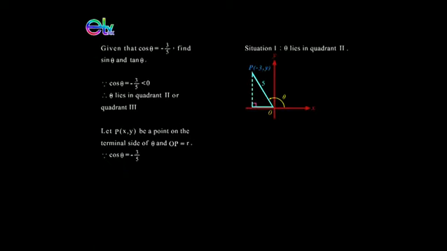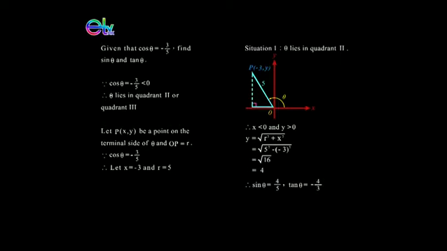Situation 1. When theta lies in the second quadrant, the x-coordinate of P is negative. Since x is equal to negative 3 units and r is equal to 5 units, by using Pythagoras' theorem, we find that y is equal to 4 units. Then we have sine theta is equal to 4 over 5. Tangent theta is equal to 4 over negative 3, or negative 4 over 3.